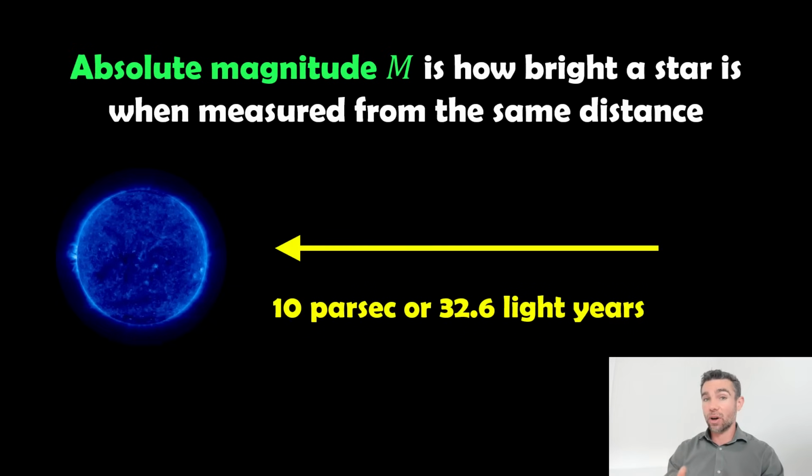So if you had the same star, they would always have the same absolute magnitude, but the same star at different distances would have different apparent magnitudes. So absolute magnitude, the same stars should always have the same value.